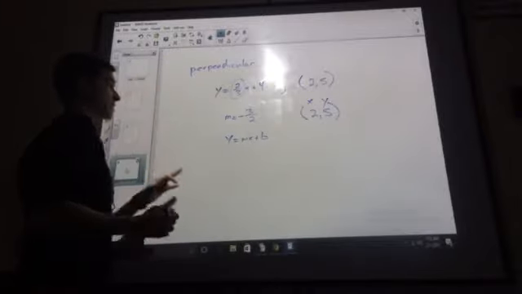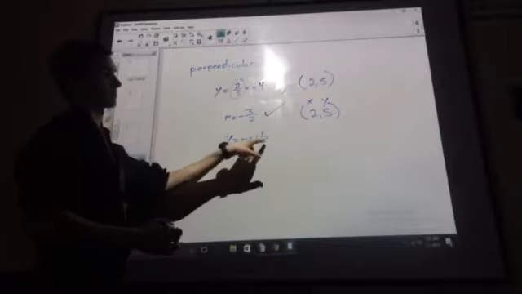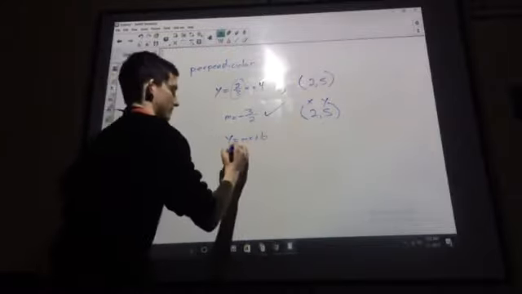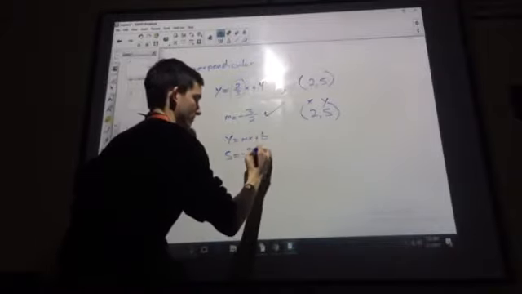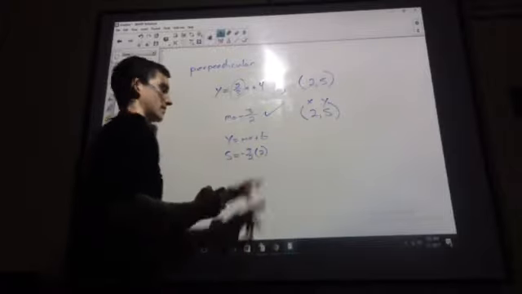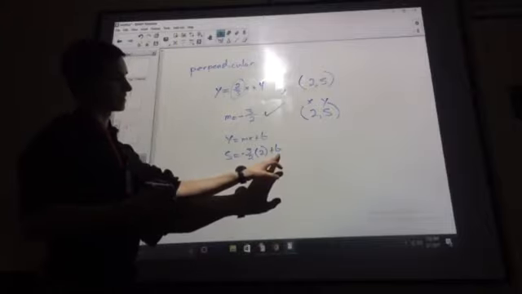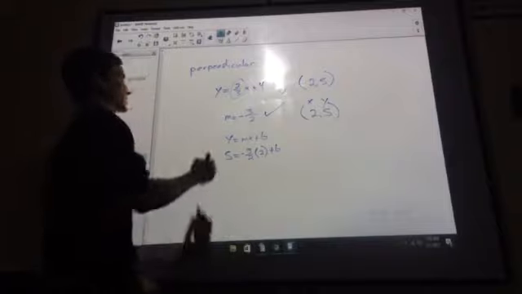So again, to write an equation, I need a slope. Check. Got it. I need an intercept, though. That's what I'm doing right now. I'm going to solve for this intercept. So y equals mx plus b. Now again, that b right there, I need that b so I can actually write my equation in slope-intercept form.